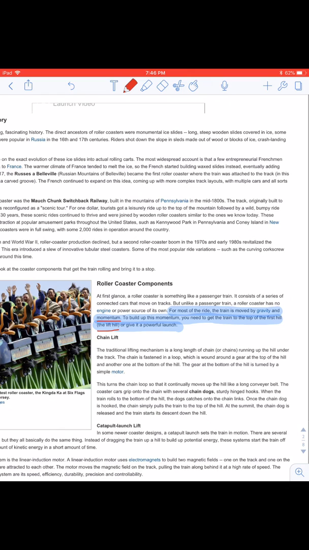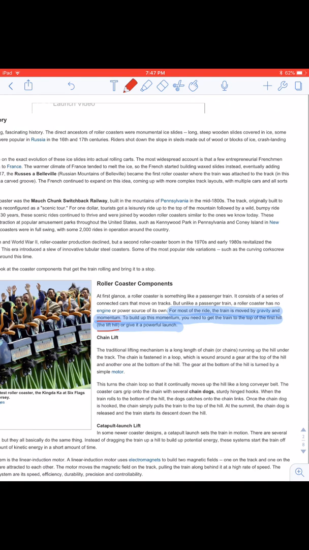The chain lift. The traditional lifting mechanism is a long length of chain, or chains, running up the hill under the track. The chain is fastened in a loop, which is wound around a gear at the top of the hill and another one at the bottom of the hill. The gear at the bottom of the hill is turned by a simple motor. This turns the chain loop so that it continually moves up the hill like a long conveyor belt.